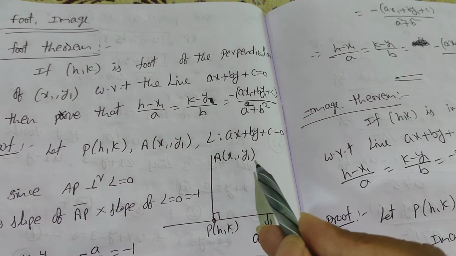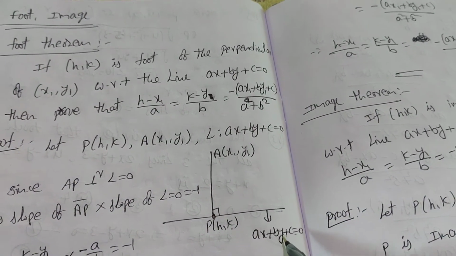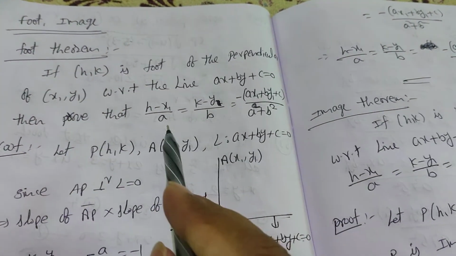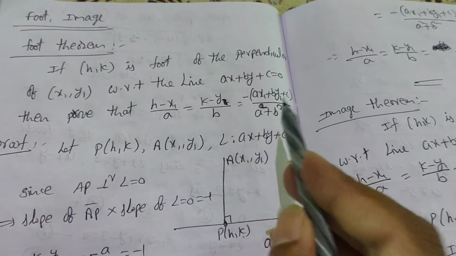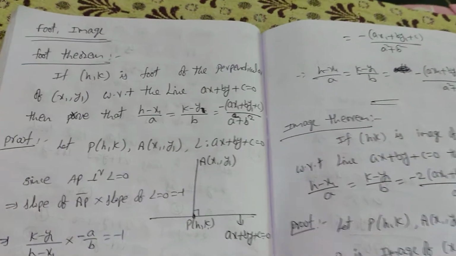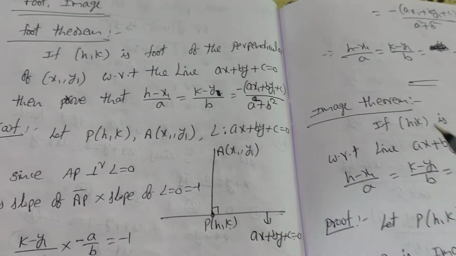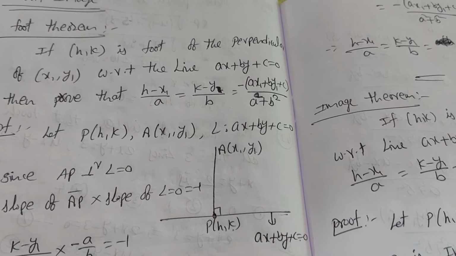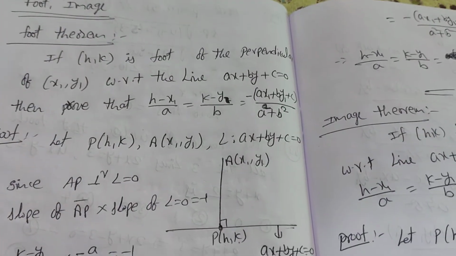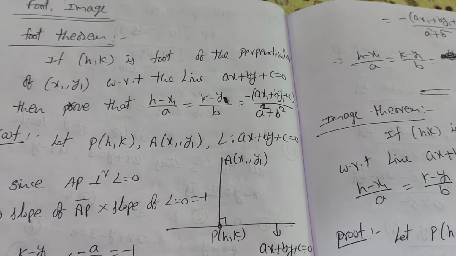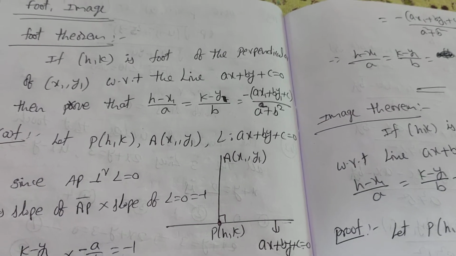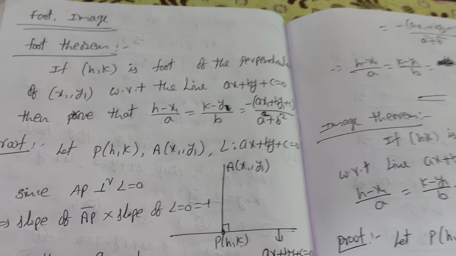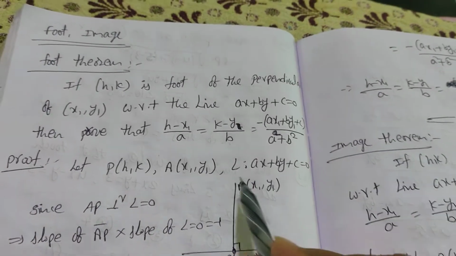Let us consider that the foot of the perpendicular is some (h, k). Then the relation between (x1, y1), (h, k) and a, b, c is (h - x1)/a = (k - y1)/b = -(ax1 + by1 + c)/(a² + b²). Whenever the question asks you to find the foot of the perpendicular of a point, say (2, 3), with respect to the line 7x + 5y + 2 = 0, we have to find h, k.